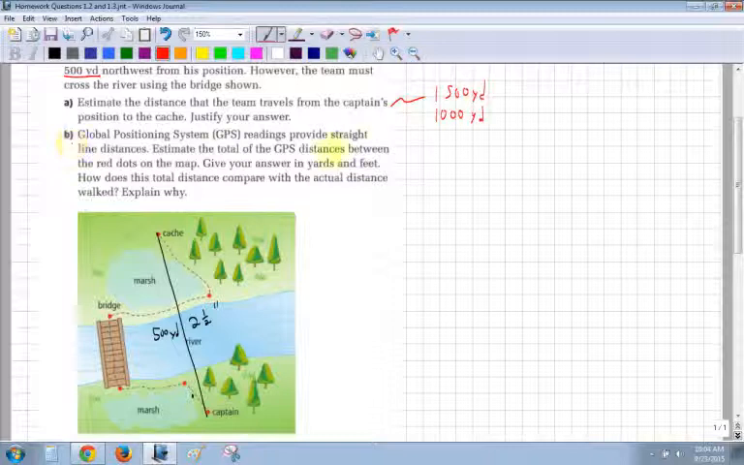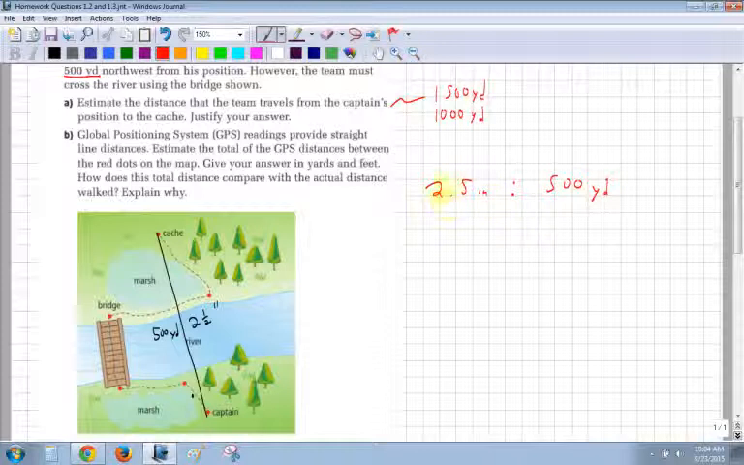The global positioning system basically says that you can measure the distance between the dots. And what you want to do is you first of all need a scale. So before you can start measuring, it's best to use your scale here. So I know that 2.5 inches is equivalent to 500 yards.